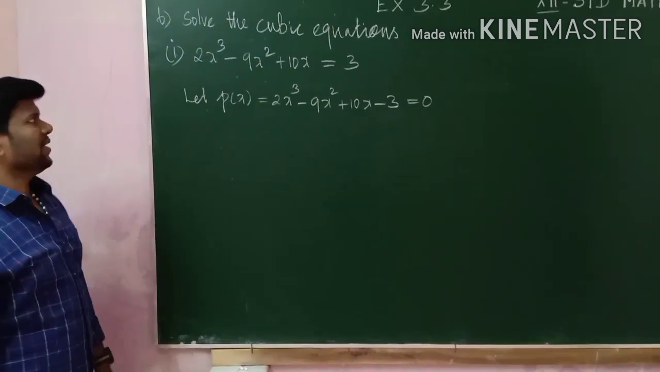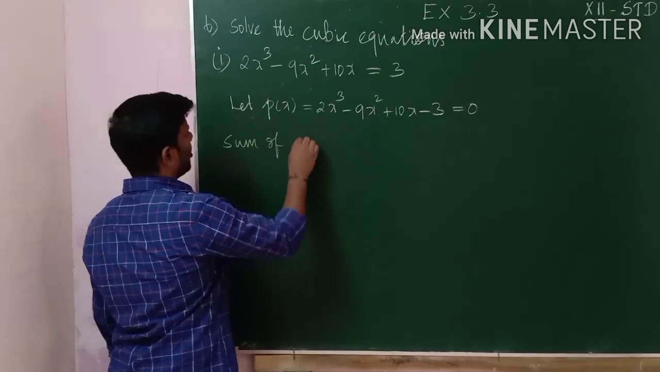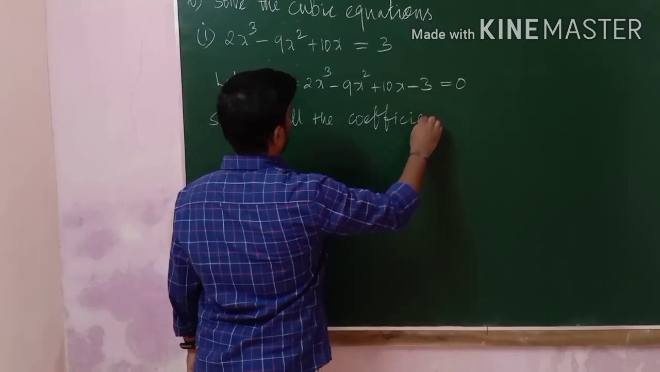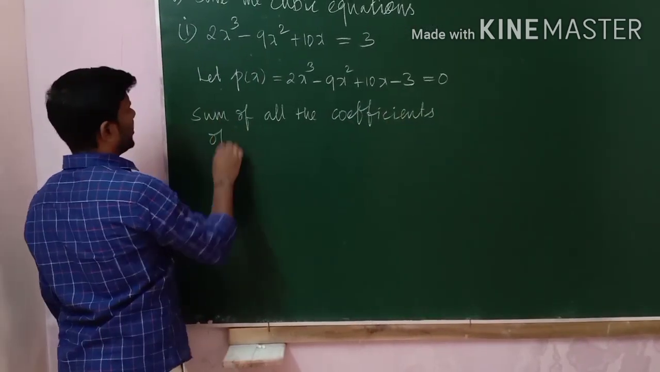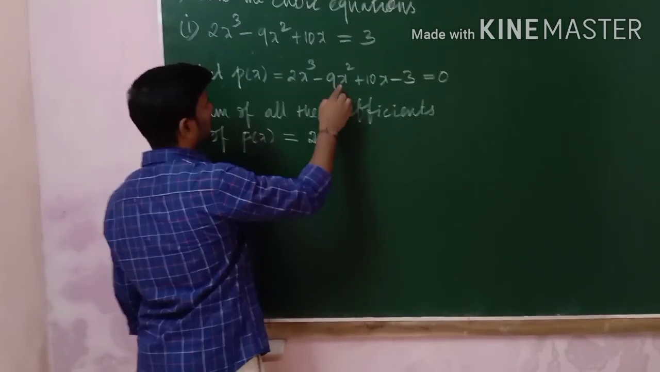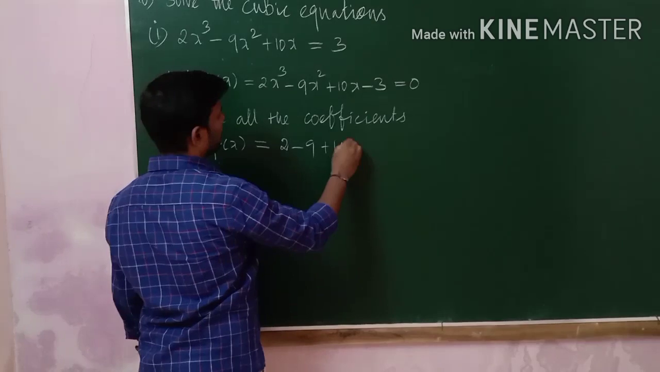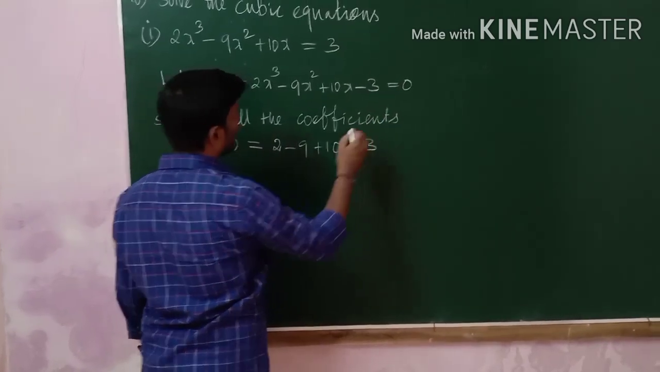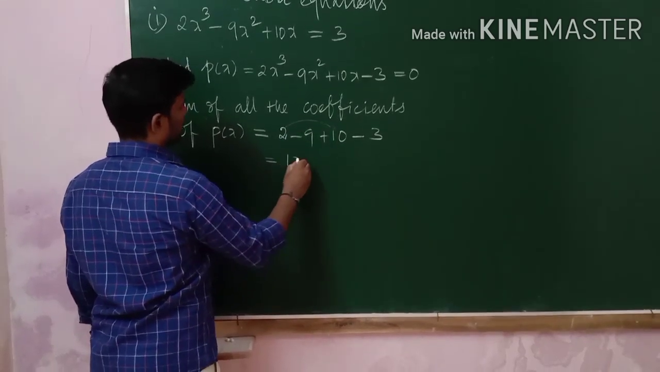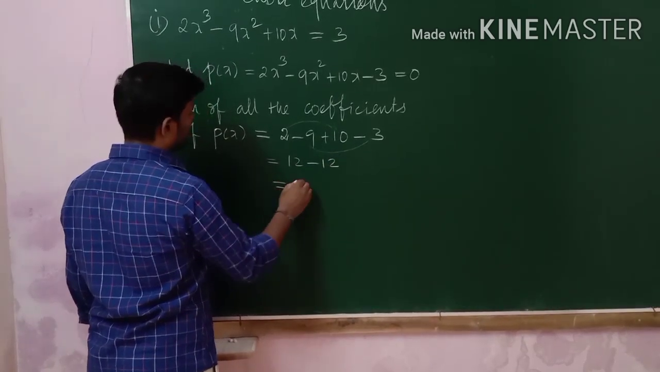So this is our given cubic equation. We will find sum of all the coefficients of p of x. So what are the coefficients? X cube, the coefficient 2, x square the coefficient minus 9, x the coefficient 10, and constant term minus 3. So positive numbers, 2 plus 10, 12, minus 3, minus 9. So it is minus 12. So 12 minus 12, 0.